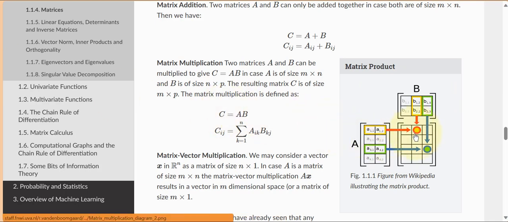And then to know what this particular element of C is, the diagram shows us that you take this yellow times this yellow to get this. And that's the dot product of this and this, although we haven't talked about dot product here yet. And then to get this one, you take the dot product of this and this to get that.